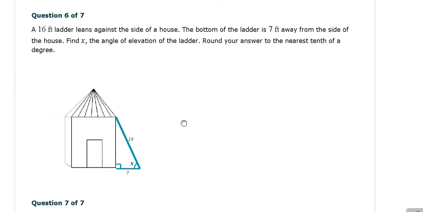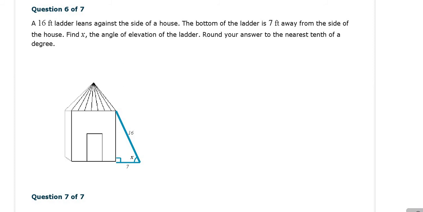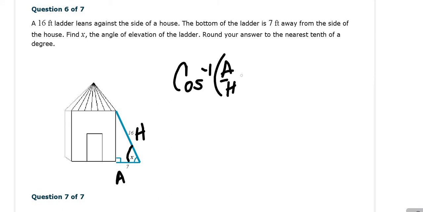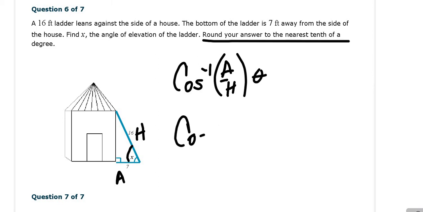Once again, how would you solve for this angle? Right here, this would be adjacent and hypo. So this one would be inverse cosine. Adjacent over hypo gives you your angle, rounding to the tenth degree. That's inverse cosine, 7 over 16, gets you your angle theta.